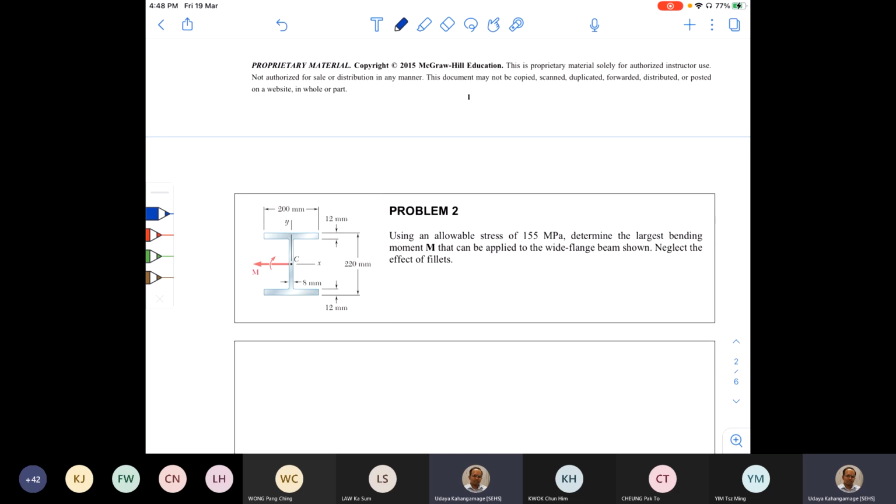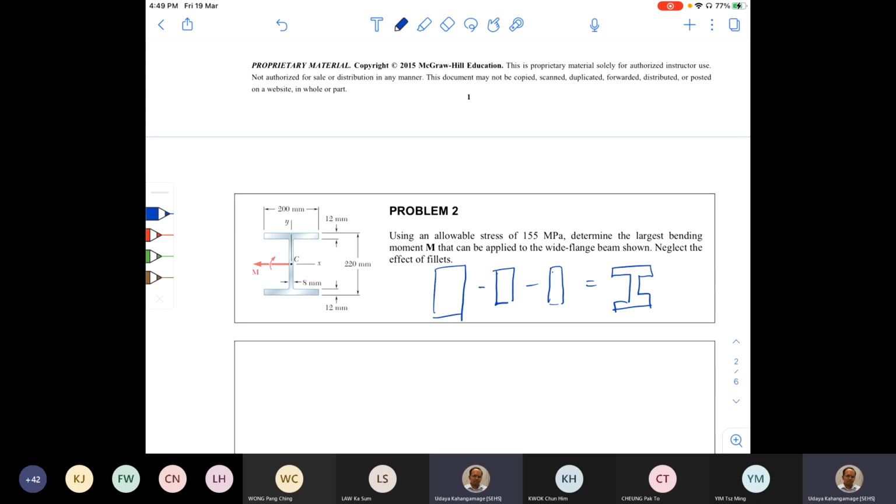One way is to define it as a bigger rectangle, and then subtract this side and also the other side like this. Then you get I like this. Okay, so that's one method.